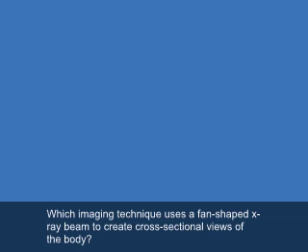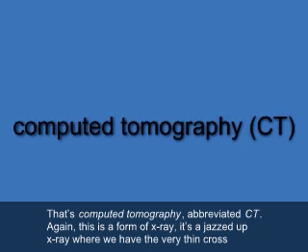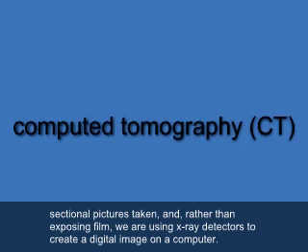Which imaging technique uses a fan-shaped X-ray beam to create cross-sectional views of the body? That's computed tomography, COMPUTED, tomography, TOMOGRAPHY, abbreviated CT. And again, this is a form of X-ray. It's a jazzed up X-ray where we have the very thin cross-sectional pictures taken. And rather than exposing film, we are using X-ray detectors to create a digital image on a computer.